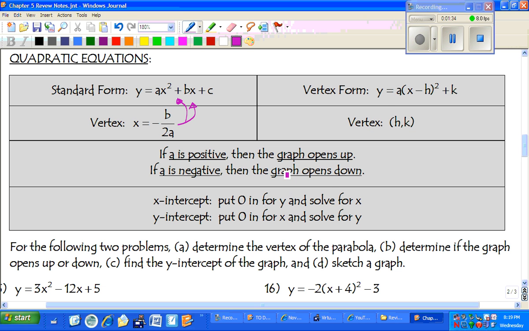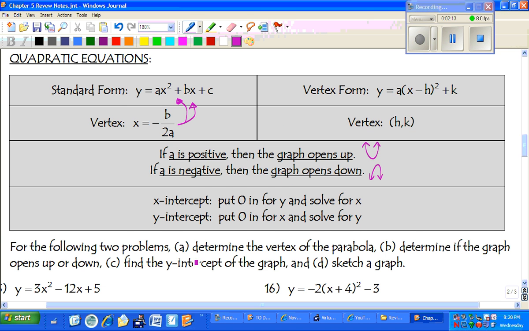The next two things are the same for both of these. A is our leading coefficient. If A is positive, then the graph opens up. So if this number out in front is positive for either one of these, that means the parabola is going to open up. If that number is negative, it's going to open down. The other thing that we've talked about in the past is intercepts. X-intercept, remember, to find an x-intercept we put 0 in for y and solve for x. To find a y-intercept we put 0 in for x and solve for y.